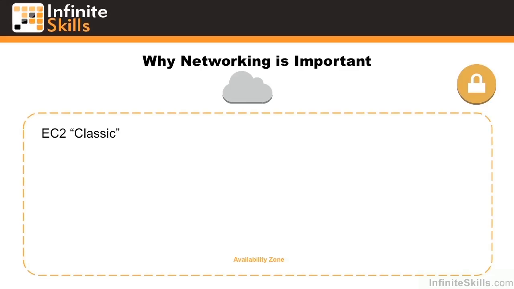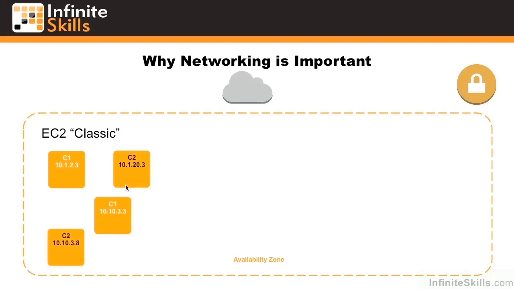Let's take a look at EC2 Classic, which is non-VPC. We have customer 1 spinning up 2 EC2 instances. These are each given a different B-class subnet. This one's on 10.1, this one's on 10.10. Customer 2 comes along and spins up 2 assets of their own, and these also get put on different subnets. Customer 3 comes up and gets different subnets as well.